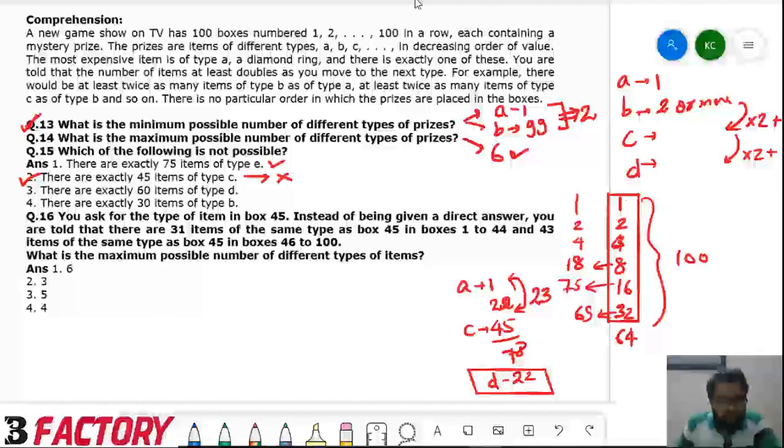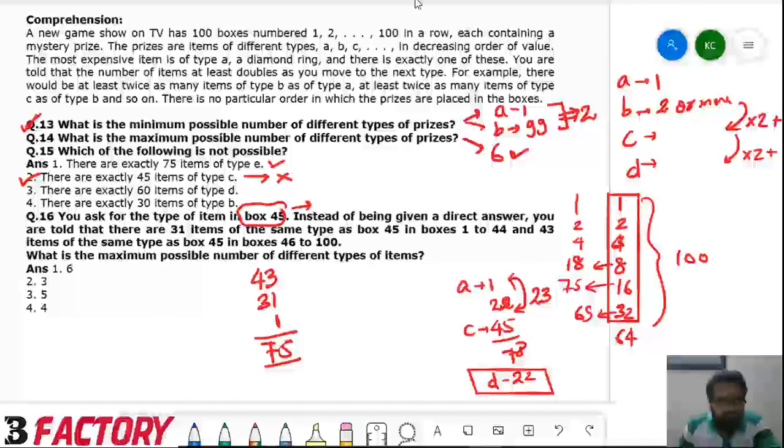Question 16: you ask for the type of item in box 45. Instead of giving a direct answer, you are told that there are 31 items of the same type as box 45 in boxes 1 to 44 and 43 items of the same type in boxes 46 to 100. So 43 plus 31 plus that box itself, okay, so we have 75. 75 are the same as this box 45.